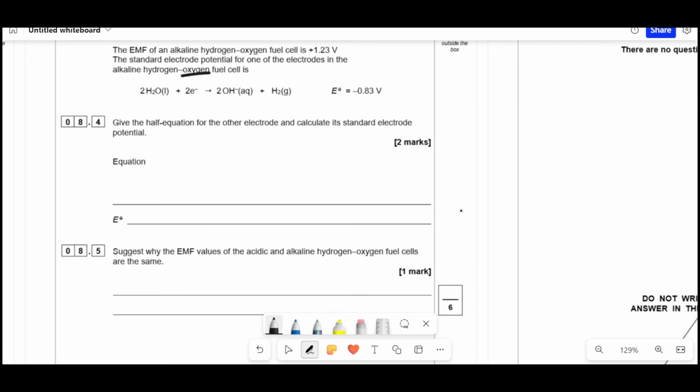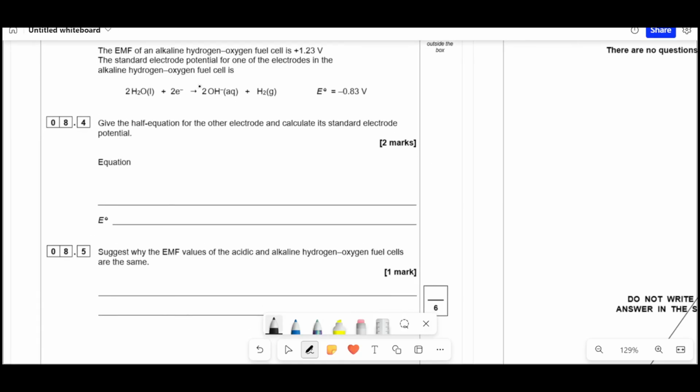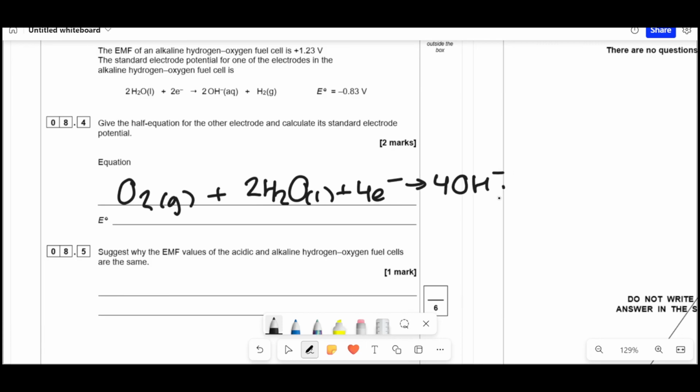So even though you could learn the formula and memorize it, off the bat, it says alkaline hydrogen-oxygen fuel cell. So alkaline again, OH minus, hydrogen's here, oxygen's not here. So the other one's got to have oxygen in it. That should rejig your memory to be like, oh, well, in that case, it's got to be the other one that's O2 plus 2H2O(l) plus 4e minus gives you 4OH minus aqueous. So in an alkaline fuel cell, that's what that is.